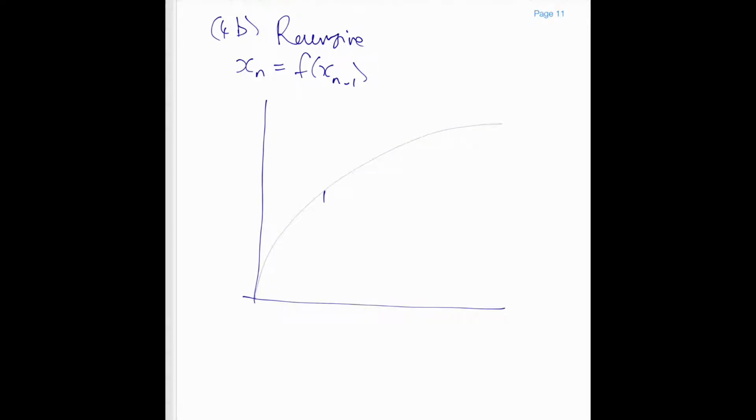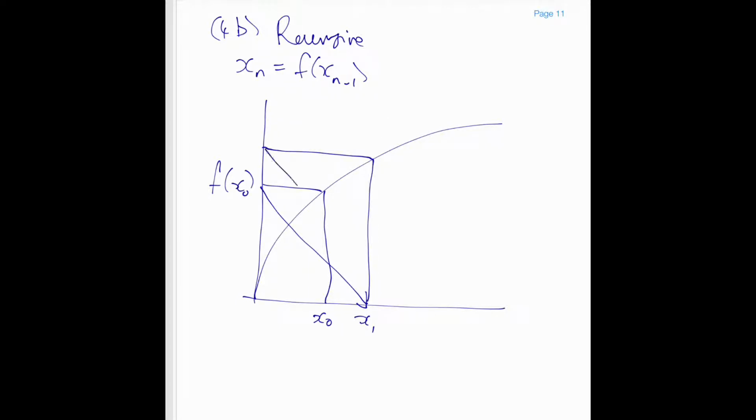So 4b is the recursive part of Banach's theorem, and it's a precursor to that. This means that the nth x term will be the output resulting from the function of the x(n-1) term. So in a graph, you see that x0 gives rise to f of x0, and this in turn becomes the x1 term. So there's your recursion. Similarly, the f of x1 term becomes the x2 term, etc., etc.